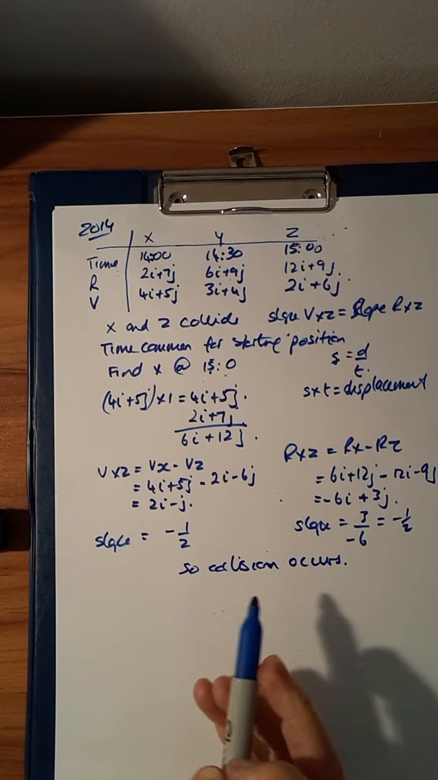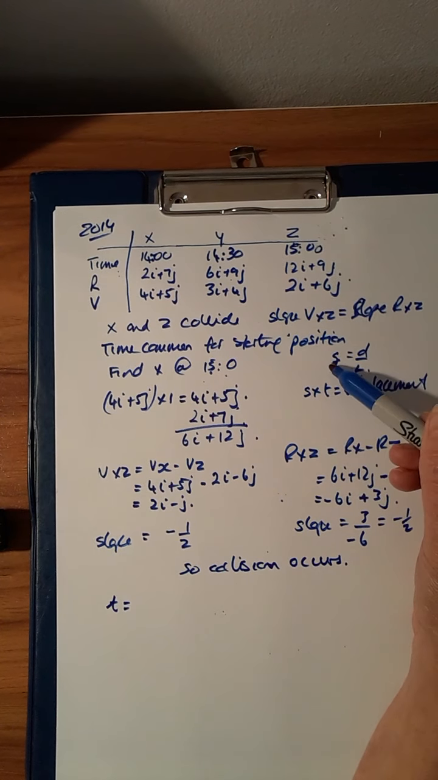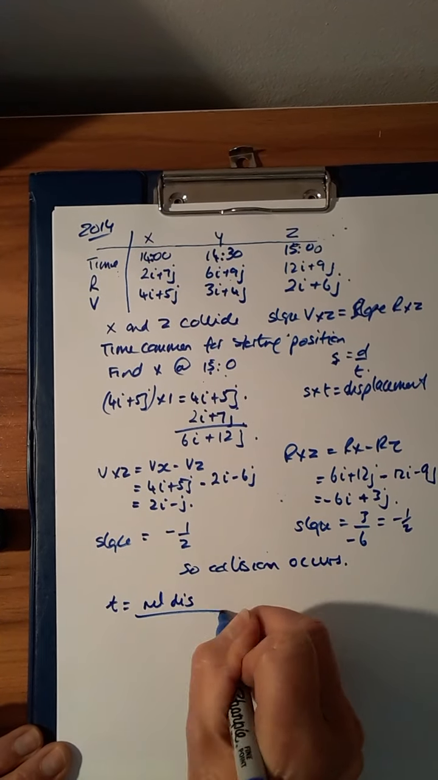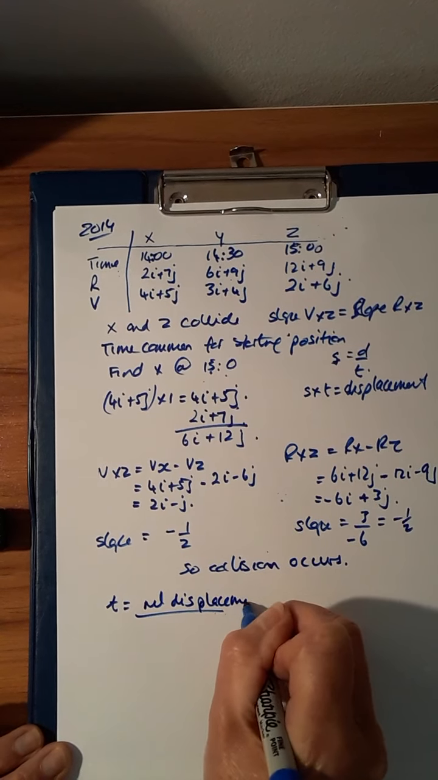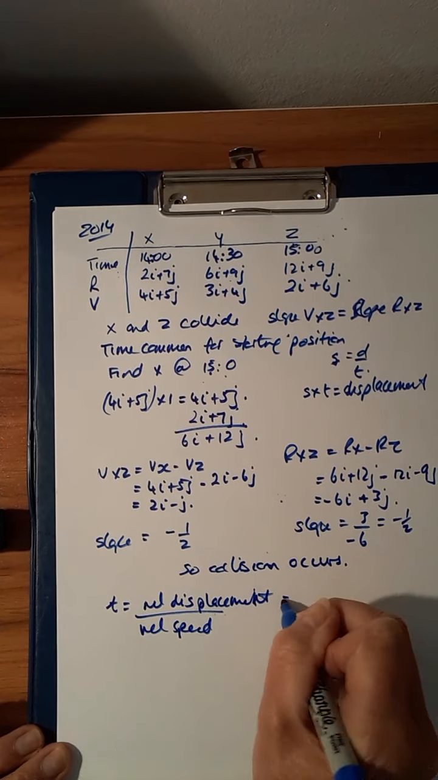Find the time to the collision. The time to the collision will be relative displacement over relative speed. Relative displacement over relative speed. Now, the relative displacement.